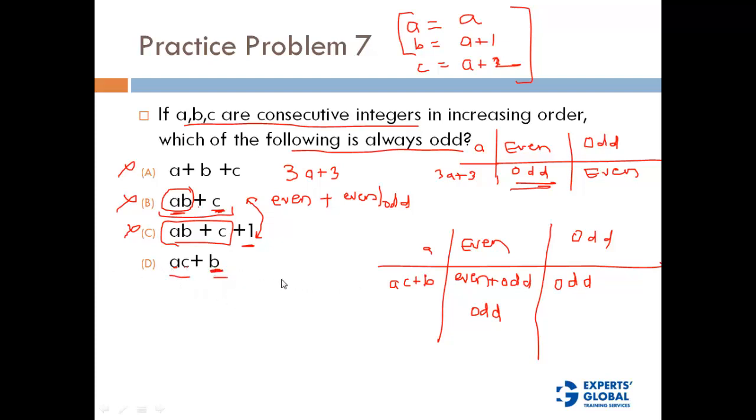So I am talking about odd plus even, which will give me an odd again. So in both these cases, no matter what A is, whether A is even or odd, AC plus B is always going to be odd, and that is what is asked in the question. So this is the answer, AC plus B.